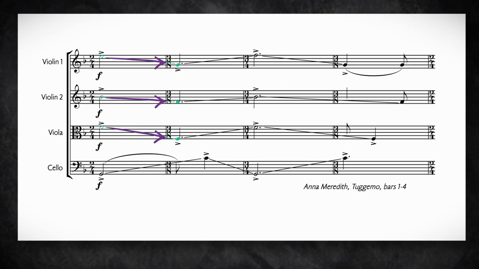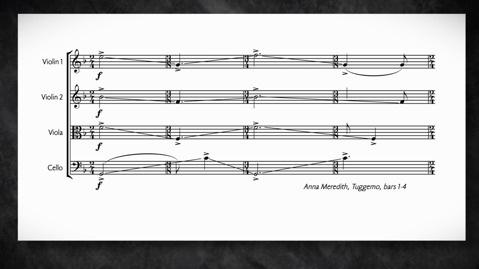In Tuggemo, Anna Meredith conveys this sense of a swarm of birds or flies by having all the instruments playing glissandos at the same time. Some instruments are sliding down in pitch, while others are sliding up in pitch, giving the sense that the animals are moving in lots of different directions.